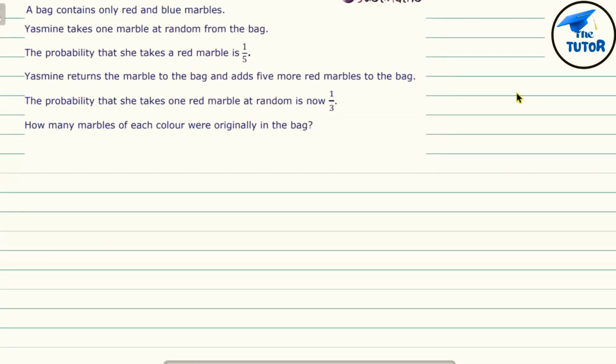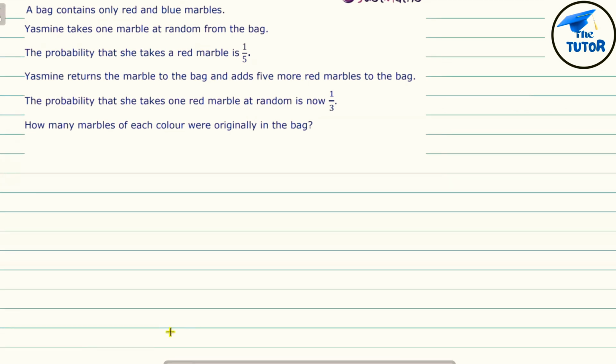A bag contains only red and blue marbles. Yasmin takes one marble at random from the bag. The probability that she takes a red marble is 1 over 5. Yasmin returns the marble to the bag and adds 5 more red marbles to the bag. The probability that she takes one red marble at random is now 1 over 3. How many marbles of each color are originally in the bag?